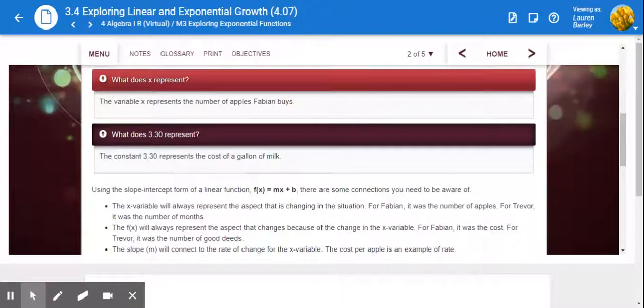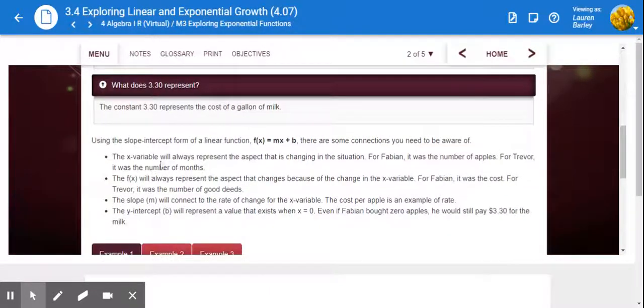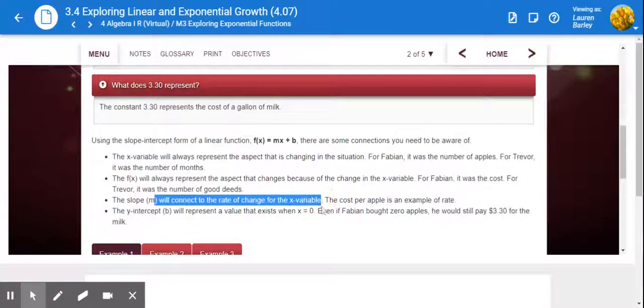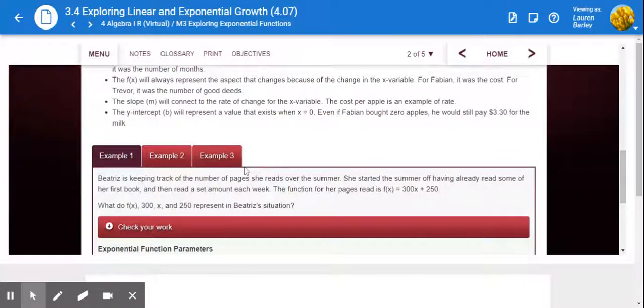milk. That is constant. Okay, so when we are using the slope and y-intercept here, we can create this linear function. In linear functions, remember, the slope always connects to the x variable. The y-intercept exists when the x is equal to 0. Okay, what will you pay even if you didn't buy any apples? Now, let's go ahead and take a look at example 2.